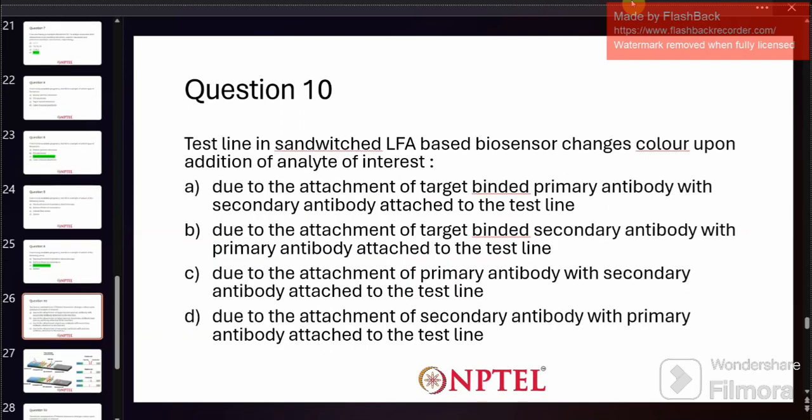And this is the 10th question. The test line of a sandwich lateral flow assay based biosensor changes color upon addition of the analyte of interest. Why is it happening? Is it because of the target bound primary antibody attaching to the secondary antibody attached to the test line, or due to the target bound secondary antibody attaching to the primary antibody attached to the test line, or due to no target binding in the last two options?